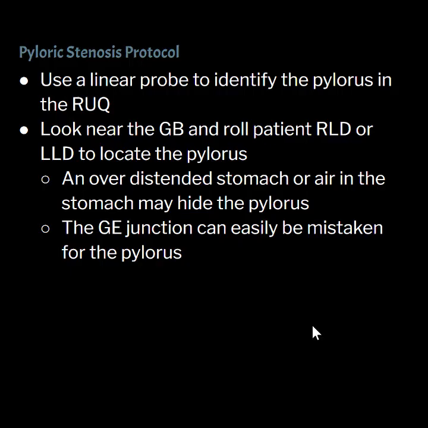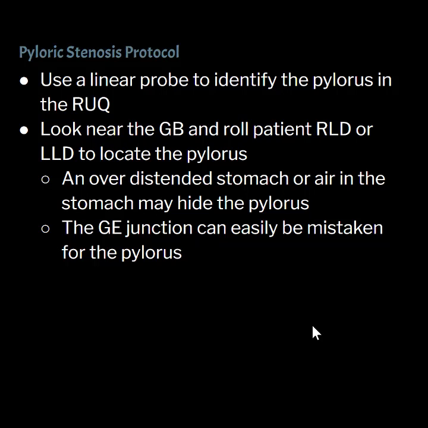So when we're getting ready to scan a patient who has suspected pyloric stenosis, again, these are typically going to be younger babies, typically going to be males with projectile vomiting. We want to make sure that we use a linear probe to identify the pylorus in the right upper quadrant. Remember to look near the gallbladder and roll the patient around. You might go RLD or LLD. If you go LLD, that kind of flaps the liver onto it, and that might be helpful. Otherwise, you might roll them RLD, and that'll kind of flip the stomach onto it. And if the stomach is still full of contents, that might actually help you locate the pylorus as well.